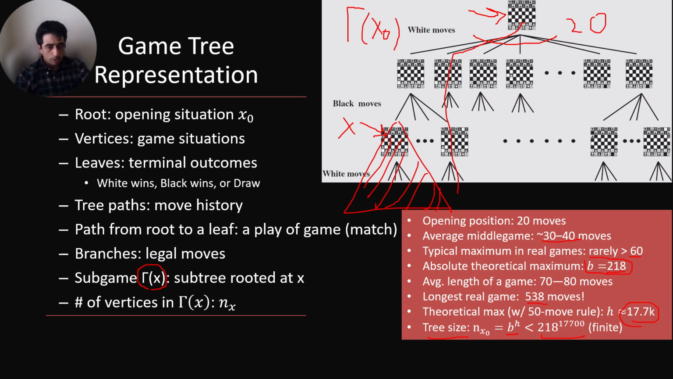And then we need to do one more definition. Let's denote the number of vertices in a subgame with root x using n sub x. So n sub x would be the number of vertices in the subtree rooted at x. And therefore, the number that I got earlier, 218 to the power of 17,700, is a lousy upper bound for n sub x0, which is the number of nodes in the subtree rooted at x0, which is our tree root.